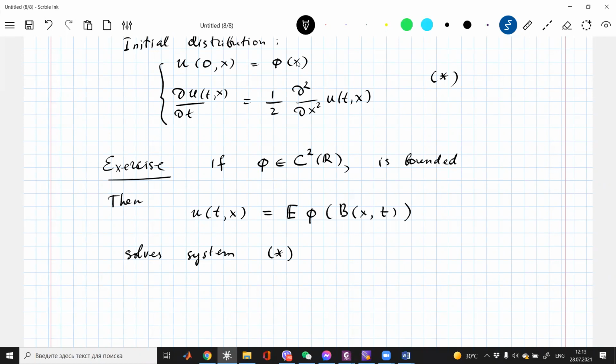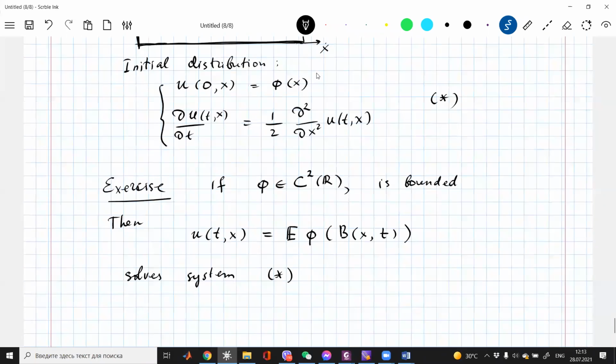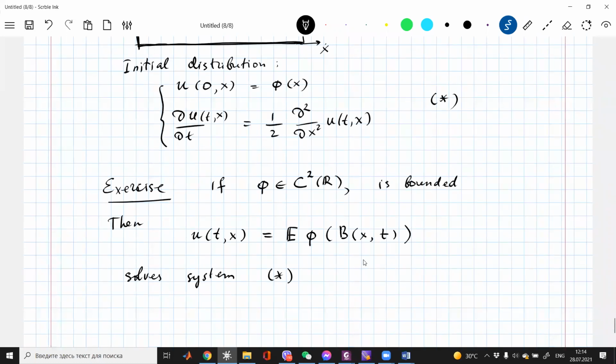And here we use the so-called Markov property of a Brownian motion. Here I would like to stop for today's lecture, and maybe you have some questions about the materials that we discussed today.